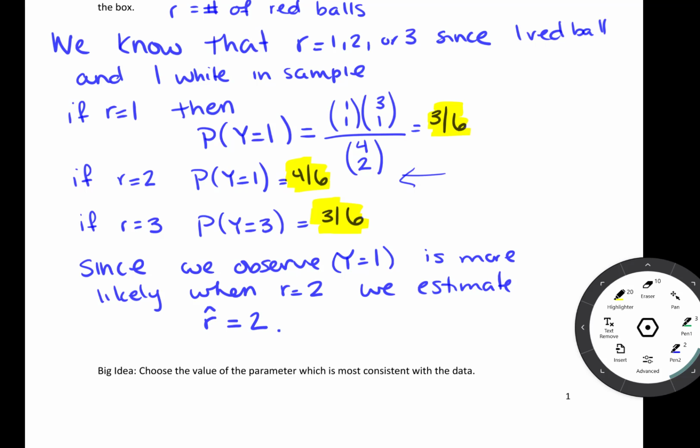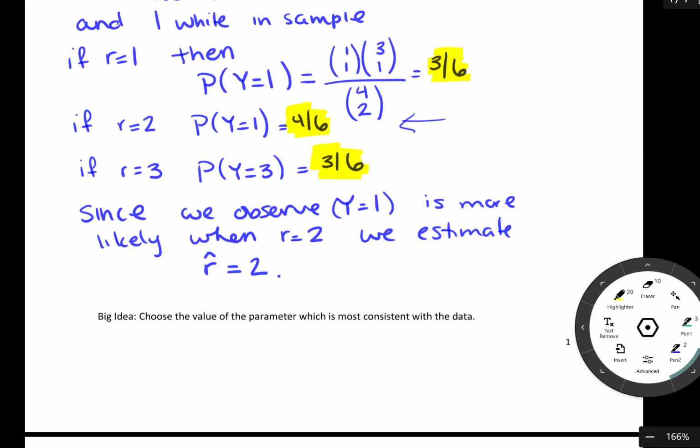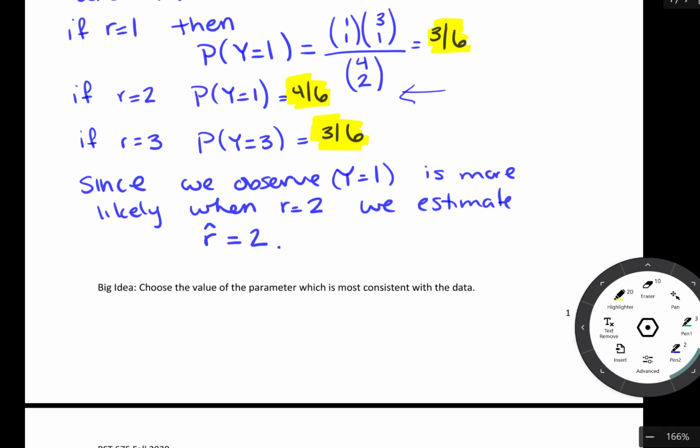So the big idea here is we choose a value of the parameter, or an estimate of the parameter, which is most consistent with the data that we observe. And really, if we think about this, it makes sense, because the only information we're going to have to estimate that parameter is probably going to be the data that we observe from our sample. So what we do is we use that data from our sample, and then we choose the value of the parameter that's most consistent with that data.